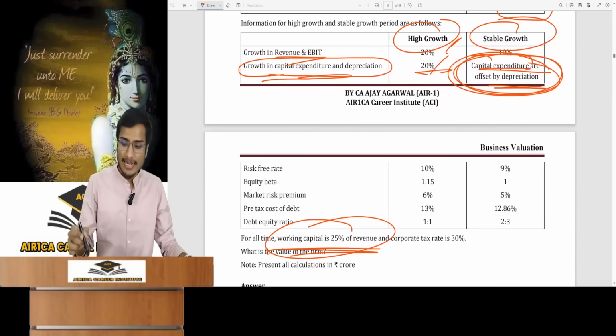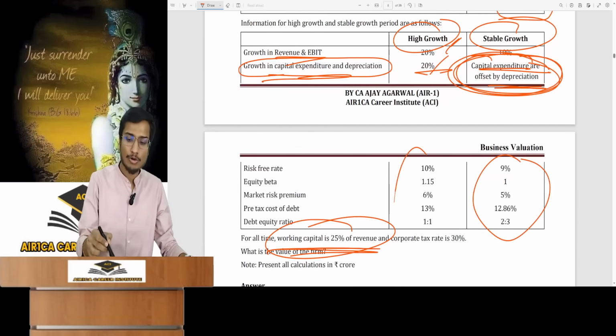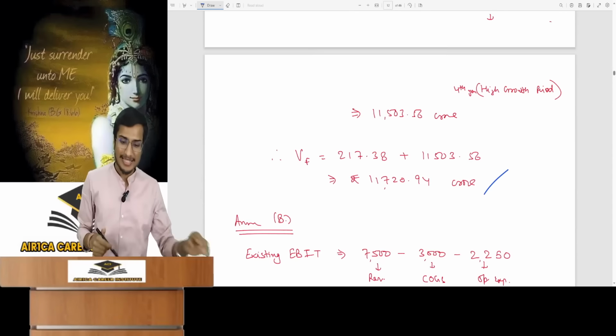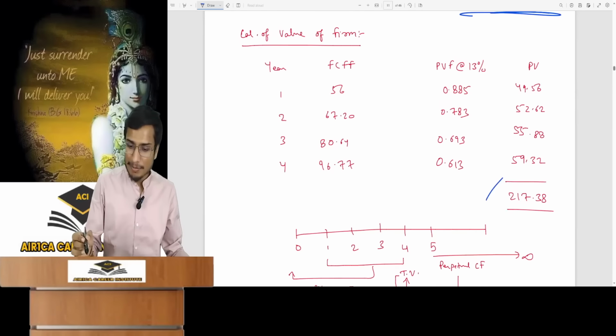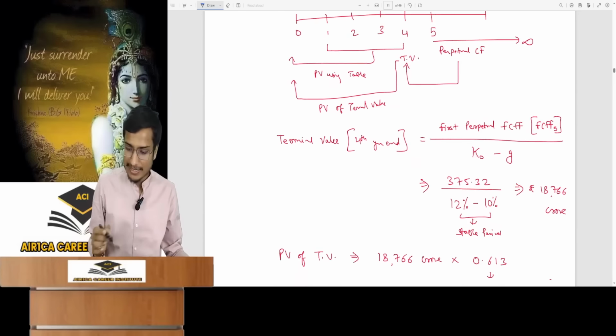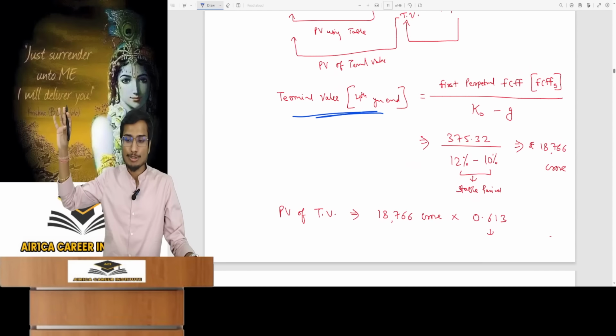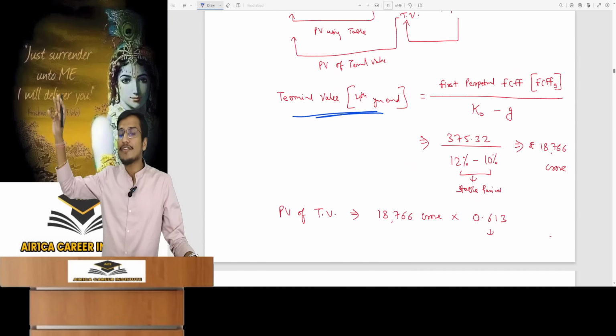The WACC is calculated separately for the stable and high growth periods. For the stable growth period, calculating PV of perpetual cash flow. In the stable growth period, see what we did. That's why I made this table for you. The balance is found at the 4th year's end because the perpetual cash flow begins from the 5th year. It starts from the 5th year.